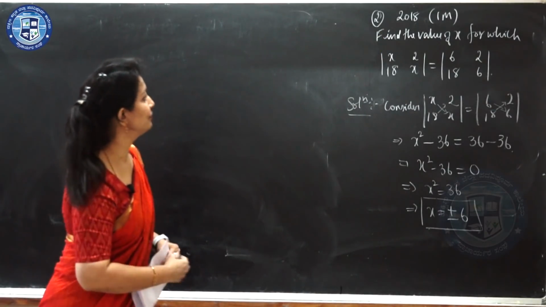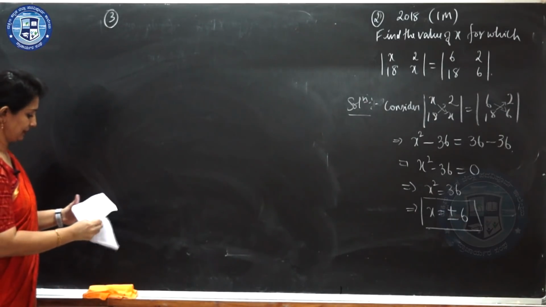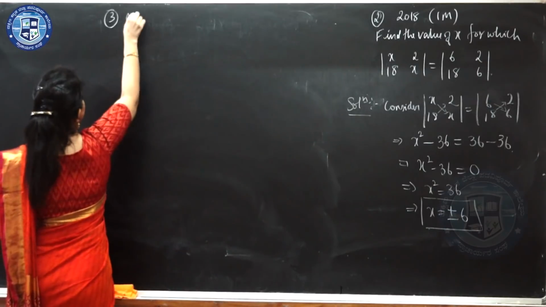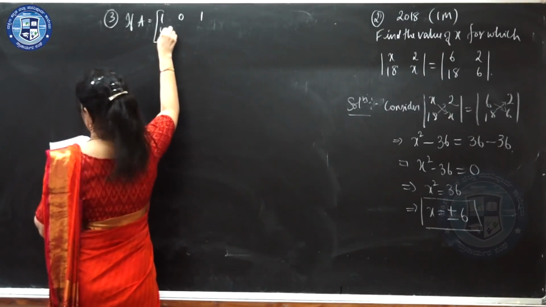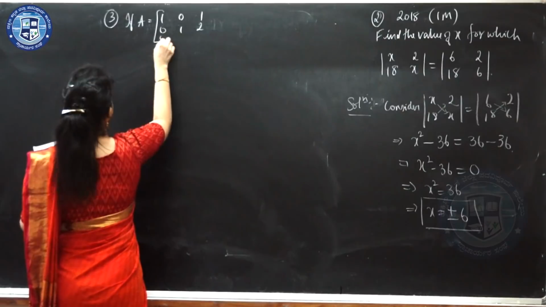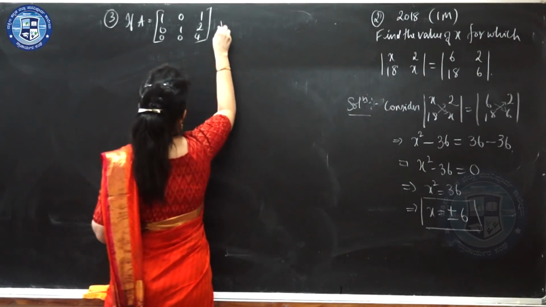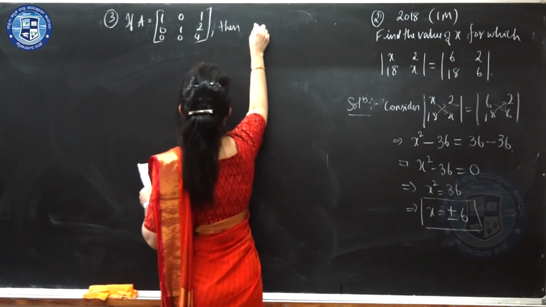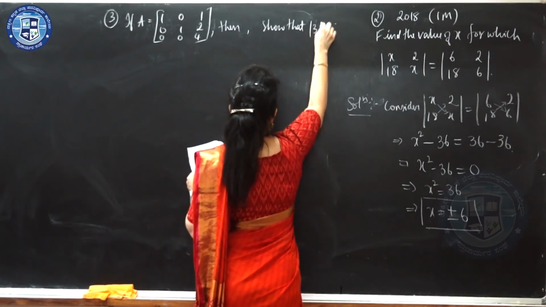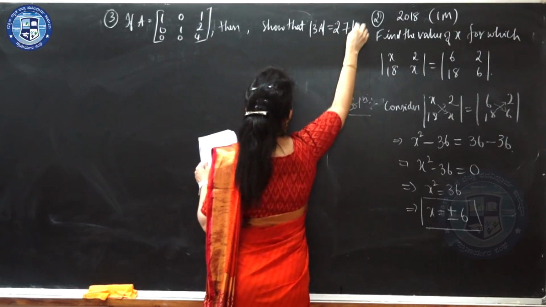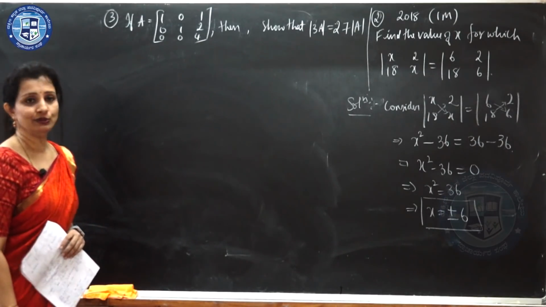This is also an important question. Let us say the third one. Note down, students, if matrix A is 1 0 1, 0 1 2, 0 0 4, then show that determinant of 3A is equal to 27 into determinant A. Determinant of 3A is equal to 27 into determinant A.